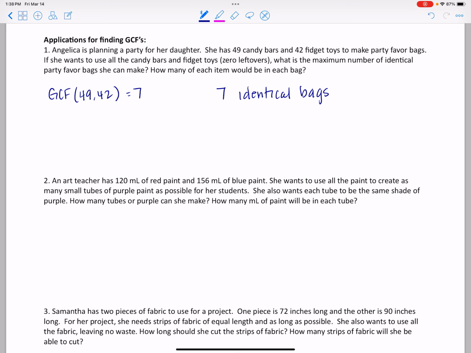So in these 7 identical bags, let's go ahead and divide the 49 candy bars into the 7 bags. So if we take that 49 and divide by 7, then we're going to get 7. So this is going to be with 7 candy bars. And then if we take our 42 fidget toys and divide by 7, then we get 6, and this will be with 6 fidget toys.